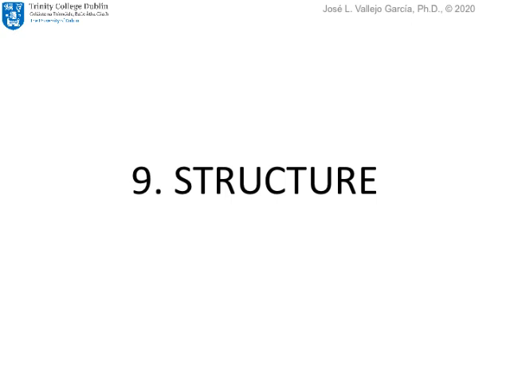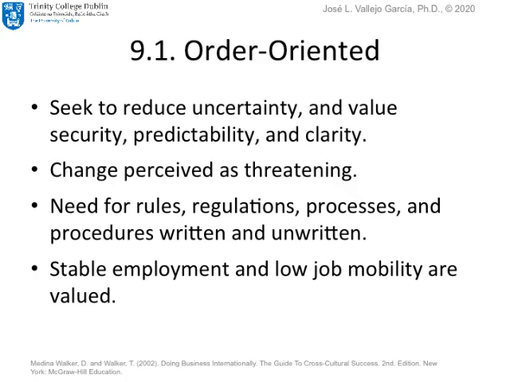The ninth dimension, structure. In this dimension we see two types of orientation, order-oriented cultures versus flexibility-oriented cultures. So, the names are very obvious here. Order-oriented cultures seek to reduce uncertainty, value security, predictability, and clarity. Change is perceived as threatening. Need for rules, regulations, processes, procedures, written and unwritten. Stable employment and low job mobility are valued. Deutschland, Germany, order-oriented cultures.